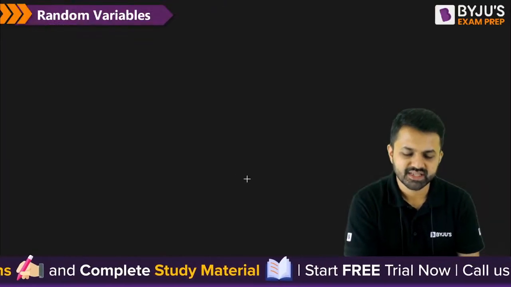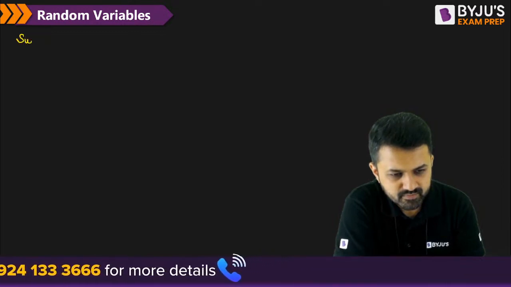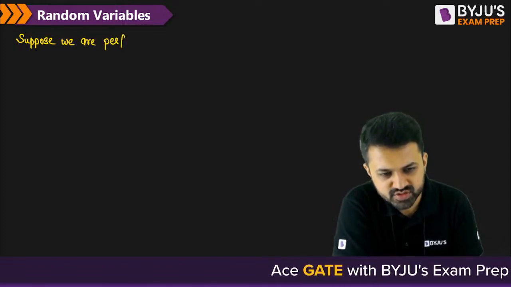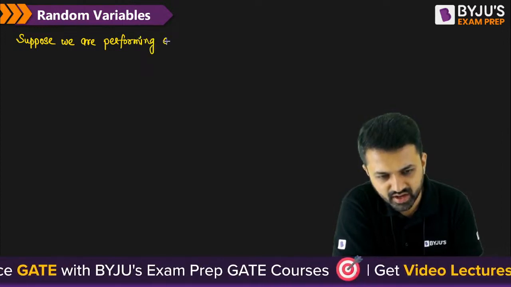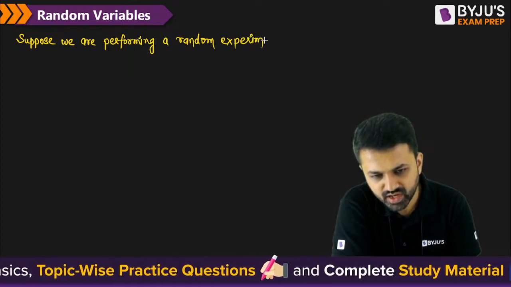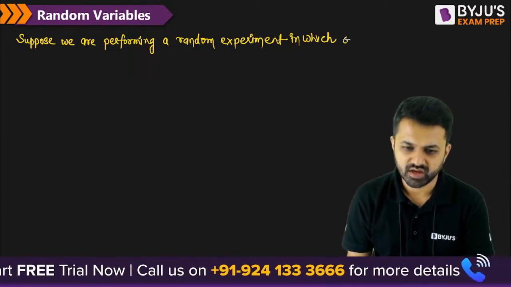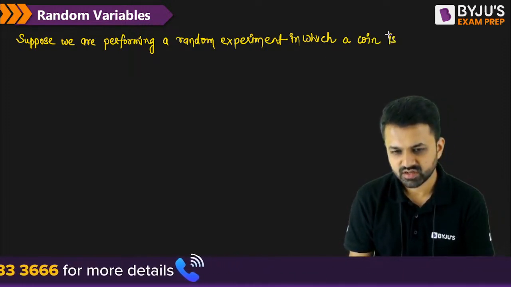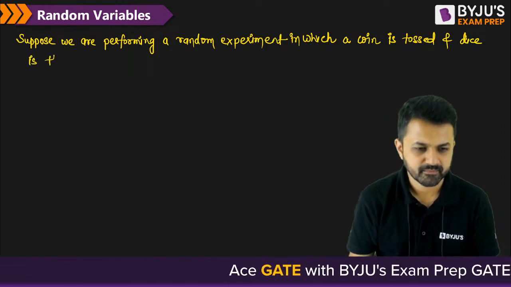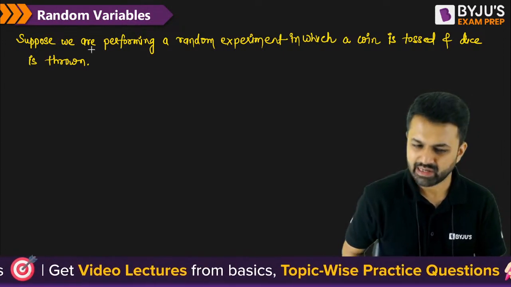Okay. Now let's define one more random variable. Suppose we are performing a random experiment in which a coin is tossed and a dice is thrown. Suppose we are performing an experiment where a coin is tossed and a dice is thrown simultaneously.